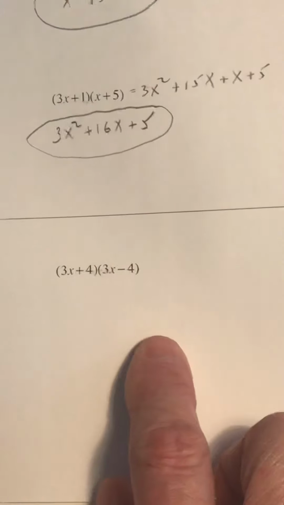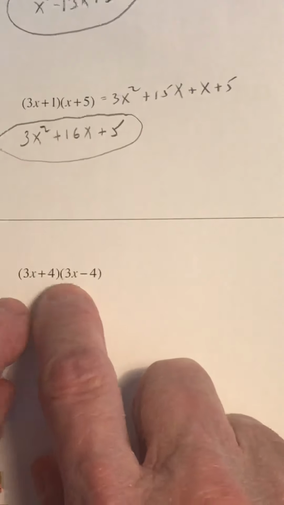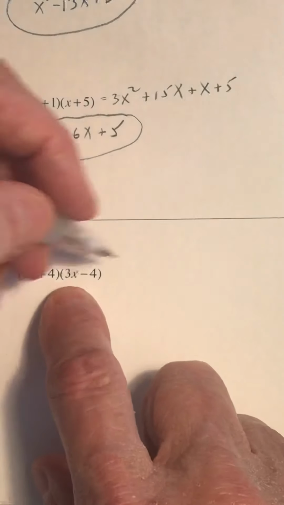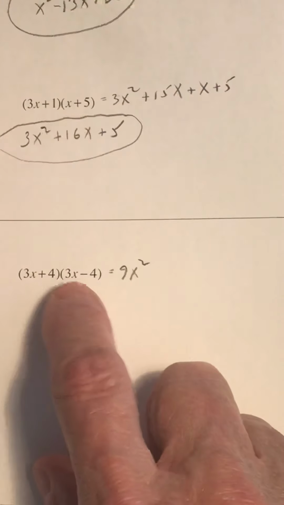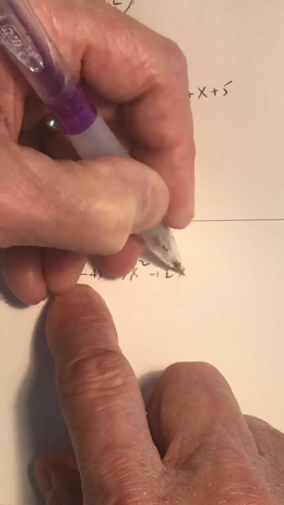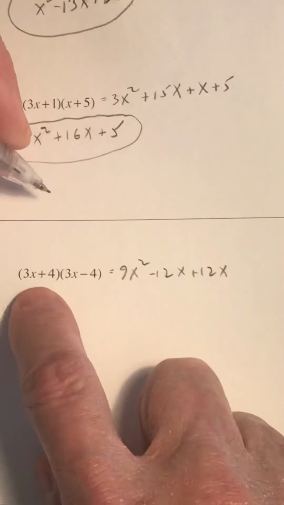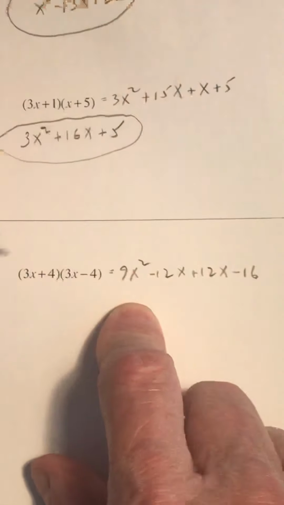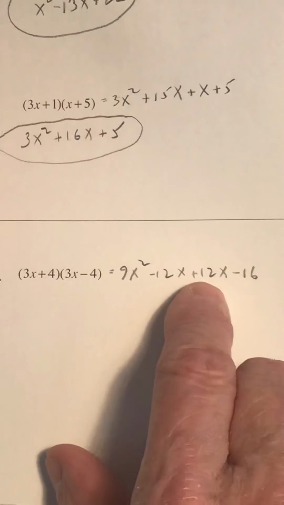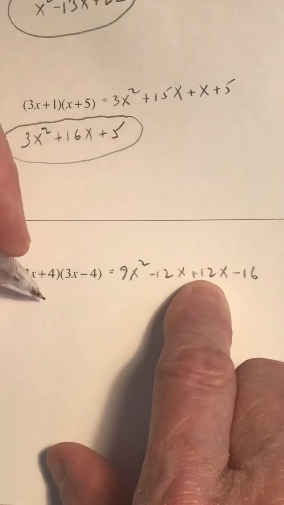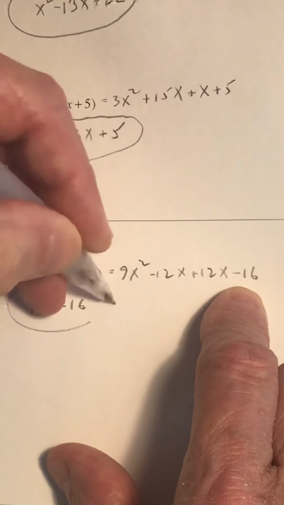So we should get a 2-term answer here, even though it's got 3x and 3x. Watch what happens. As I multiply 3x times 3x, I get 9x squared. Then I get minus 12x plus 12x and minus 16. So these are exact opposites. Add them up, they add up to 0 for the middle term. So it's 9x squared minus 16.